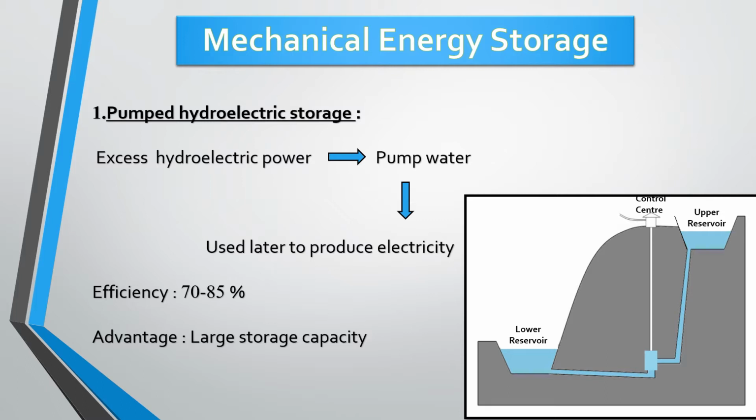Here, the excess hydroelectric power produced is used to pump water from other water sources like lakes, rivers, etc. to the reservoir at a higher level. And this can be used later to produce electricity. The efficiency in this case is very large, of the order of 70 to 85%. Large storage capacity is the main advantage of this pumped hydroelectric storage system.